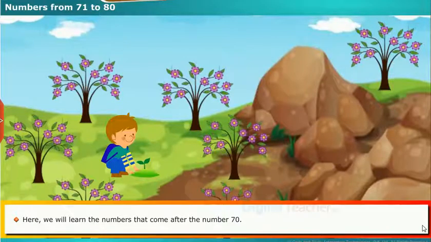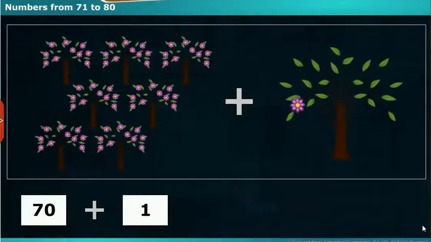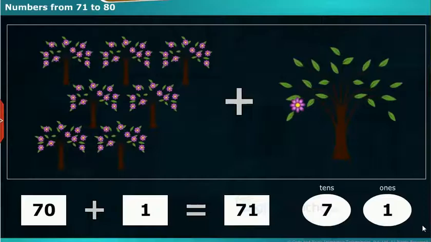Plant flowered 1 flower on day 1. So, 70 plus 1 is equal to 71. Total is equal to 71 flowers. Plant flowered 1 more flower on day 2. So, 70 plus 2 is equal to 72. Total is equal to 72 flowers.